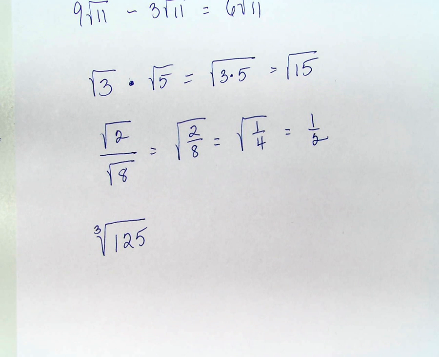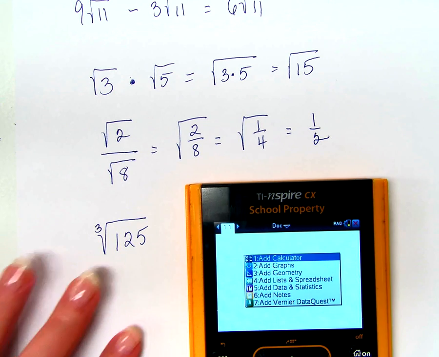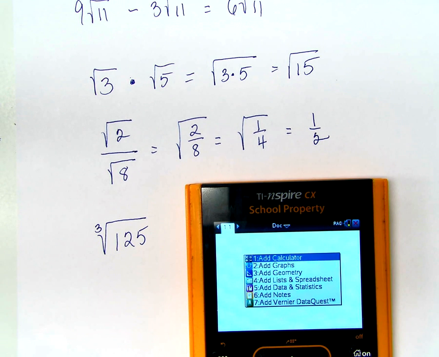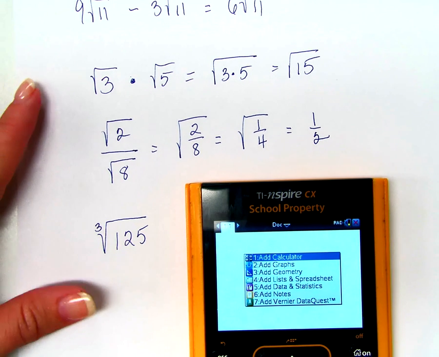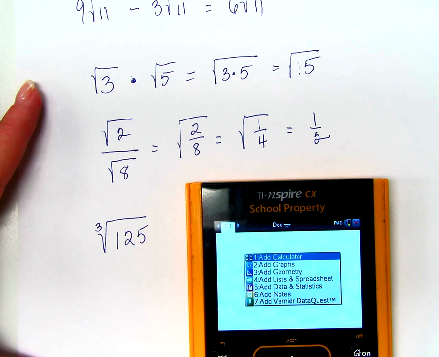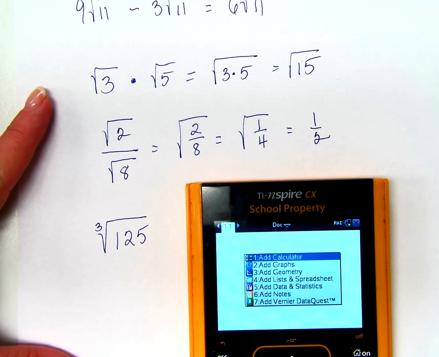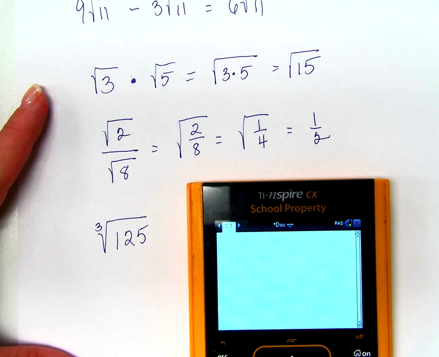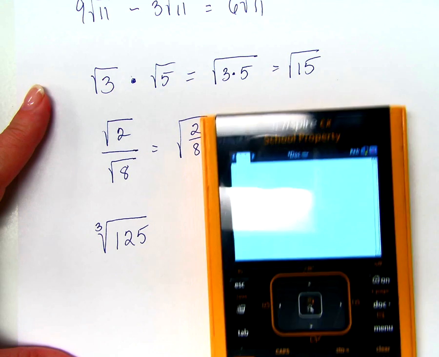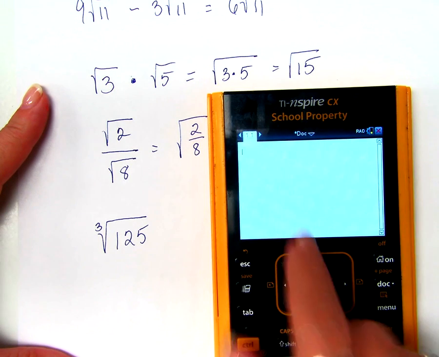So, first thing we do always, turn on our calculator with the power button. It's actually the on button. It doesn't say power, but hopefully you can figure that out. We want a calculator document. And I want to make sure you know how to put the cube root of something in your calculator.